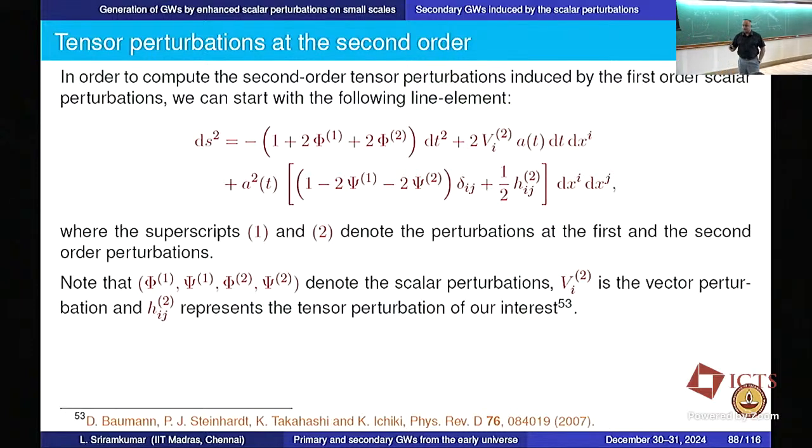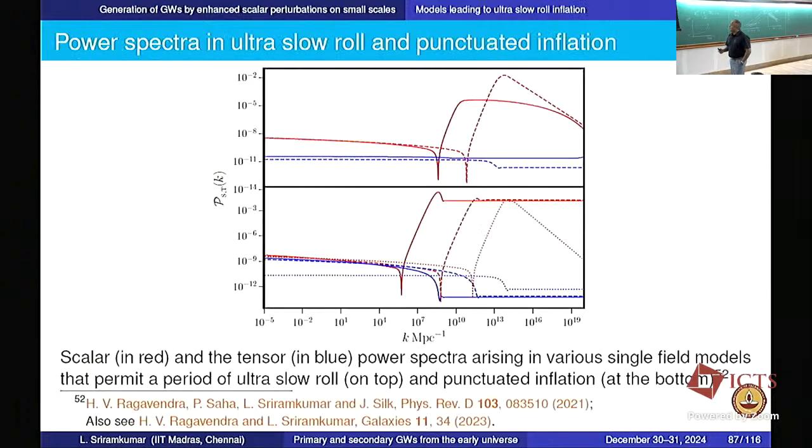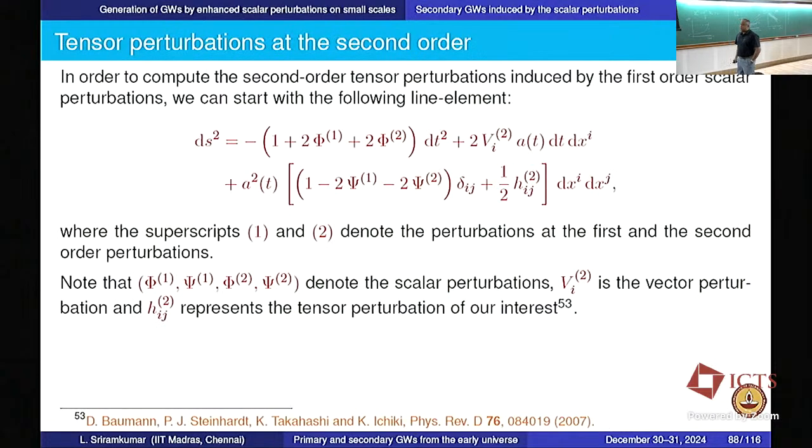And I think Professor Tasinato, in some of the lectures later, will discuss the formation of PBHs. And there, I'm sure he will consider spectra like this and show how a higher number of black holes are formed if you have departures from slow roll inflation and you have peaks in power spectra on small scales. So let's turn to the secondary gravitational waves.